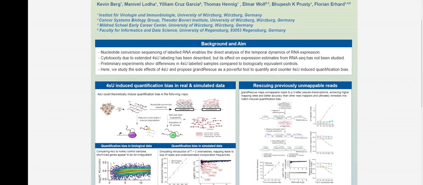So theoretically, 4SU could induce quantification bias metabolically by inhibiting RNA polymerase or by destabilizing RNA transcripts and leading to a quicker degradation. On a technical side, it could inhibit reverse transcriptase activity during library preparation, and on a computational side, by exacerbating read mapping due to an increase in T2C mismatches.